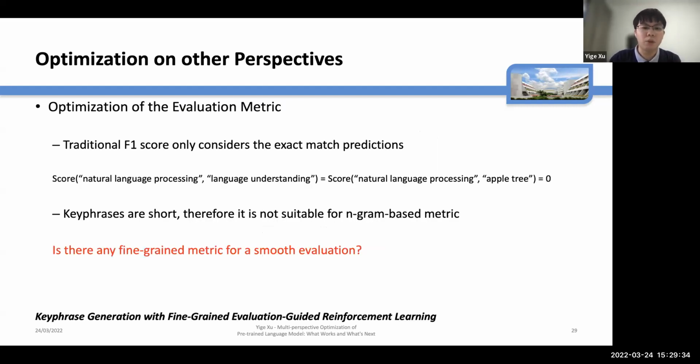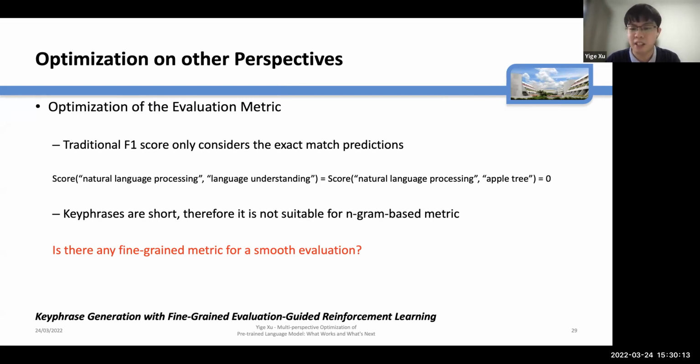After that, we also have some optimization on the evaluation metric. It is the same as the keyphrase generation task. The traditional evaluation score is the F1 score that only considers the exact match predictions. For example, when the ground truth is natural language processing, and there are 2 predictions. The first one is language understanding, and the next one is apple tree. Both of the scores are 0, but it is obvious that these 2 predictions are not the same, or not at the same level.